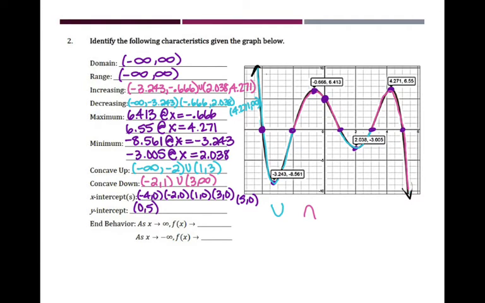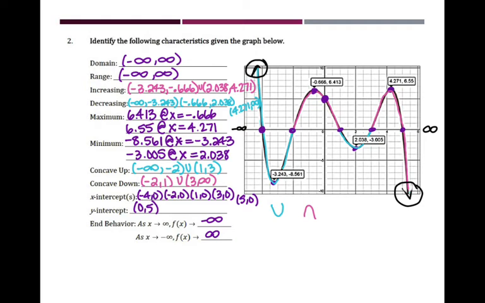And then for my ends, as my graph moves towards positive infinity on my x, I can see my end is pointing down towards negative infinity. And as my graph moves towards negative infinity for my x, I can see that my graph is going up towards positive infinity.